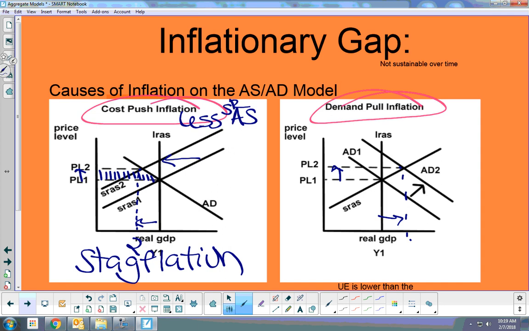I have seen, and you will see this, you'll probably be writing it: sometimes instead of labeling this LRAS, unfortunately I don't have any space here, it's labeled YFE. What could the FE stand for?